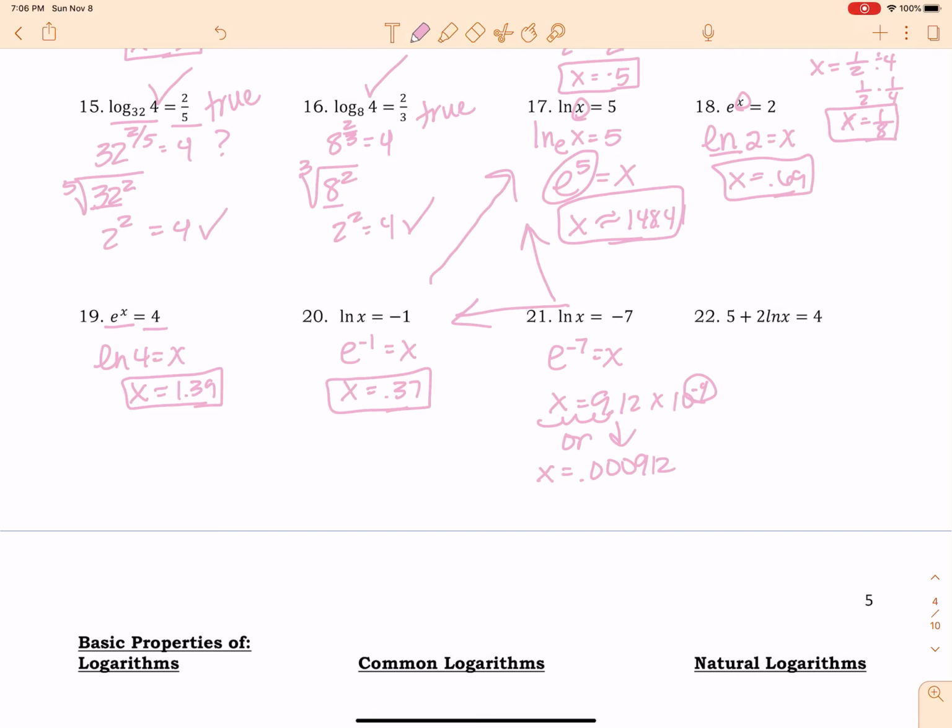All right, this one, a little tricky. What we want to do is isolate the natural log x, so I'm going to subtract 5 from both sides. And now I'm going to divide by 2. So I get natural log x equals -1/2. So then I'm going to put this in exponential form. Type that into my calculator, and I get approximately 0.61. So that is how we evaluate simple logarithms.